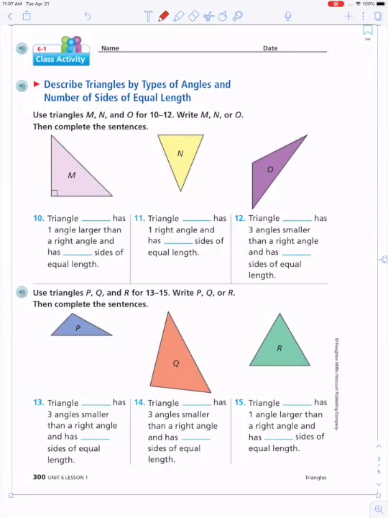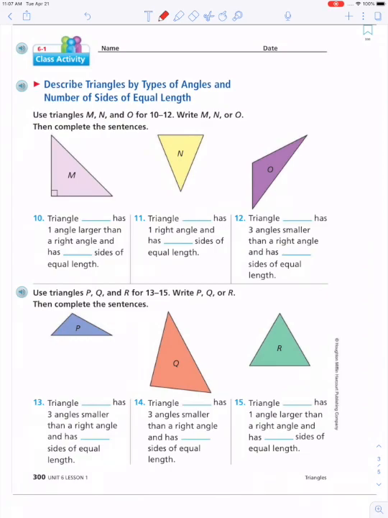Okay, so here we go on today's math lesson. Today we're going to start out working on page 300 in your student activity book. That's the purple book with the elephant on it. So pause the video, get your book open, and I'll give you a second to get that.